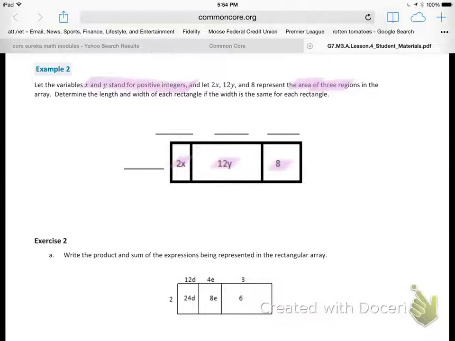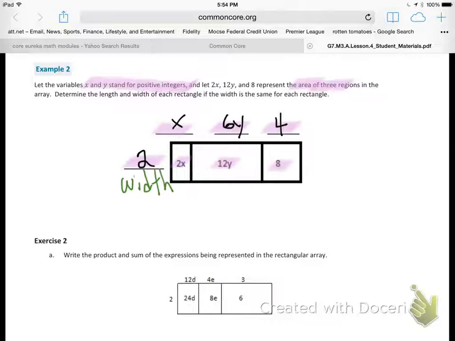So we have the length here and the width of each rectangle if the width is the same for each rectangle. So this width number is going to be one number. And then over here on the length side, I think you'll know what to put there. And if you don't, you'll see when you come back. So go ahead and give that a try, and then come back and check.